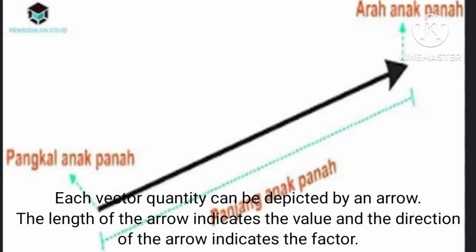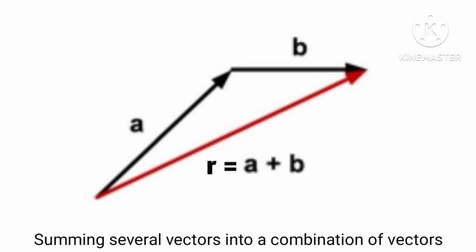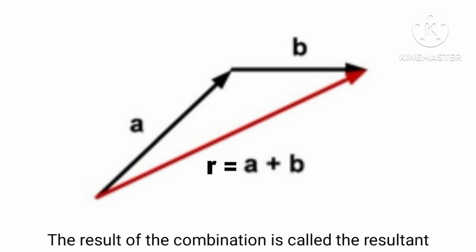Each vector quantity can be depicted by an arrow. The length of the arrow indicates the value and the direction of the arrow indicates the direction of the vector. Summing several vectors is a combination of vectors. The result of the combination is called the resultant.